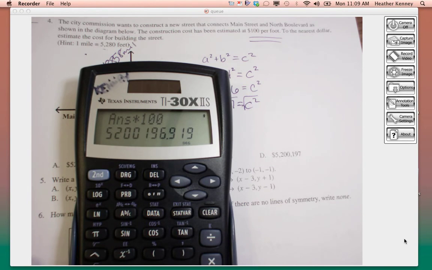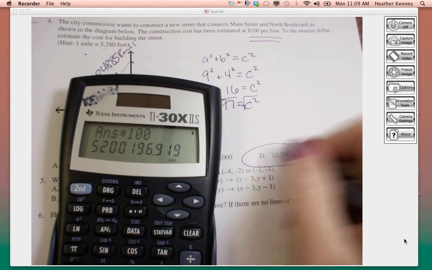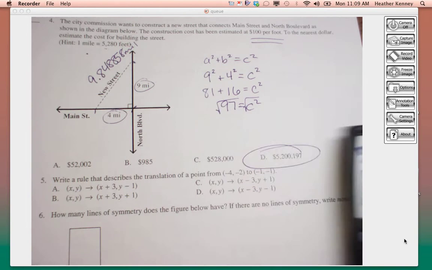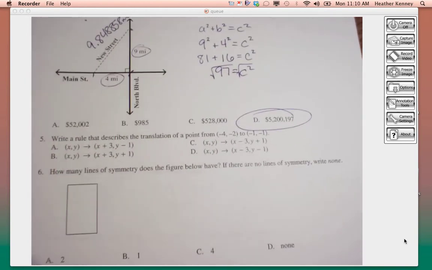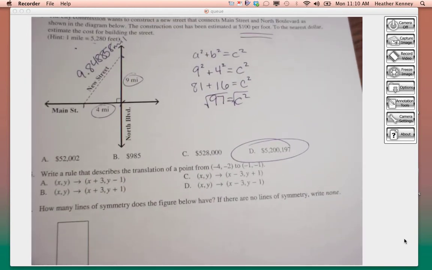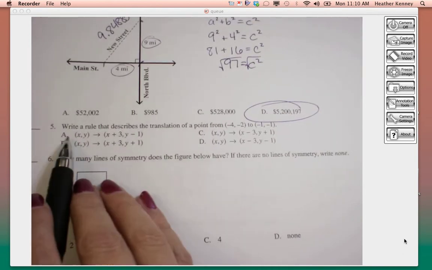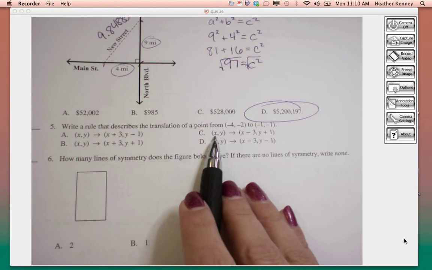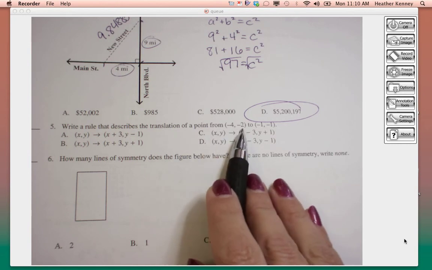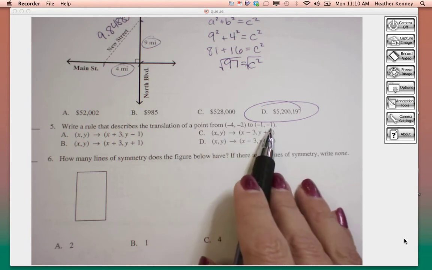52,001.96919 feet. Okay? And then it says $100 per foot, so we multiply again by $100. We get 5,200,190, rounded up to the nearest dollar, $197. So our answer was D. Again, you just have to go step by step by step.